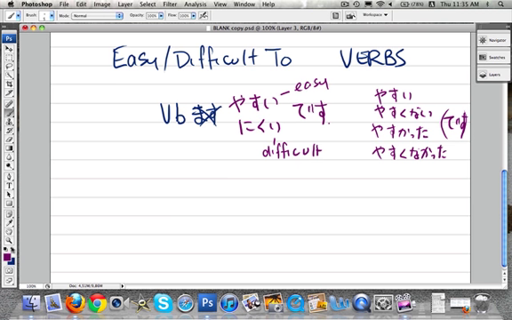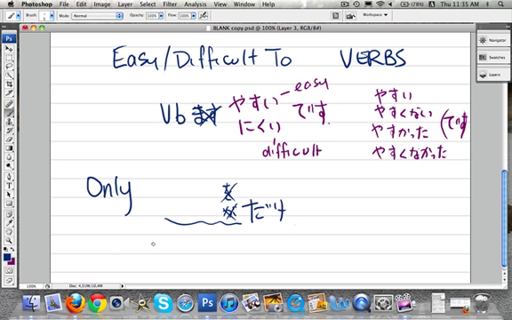Finally, we took a quick look at only. And only is usually a word that we insert, dake. And when we insert the dake into a sentence, if we have an o or a ga in there, we replace it. We get rid of the o's or the ga's. All the other particles remain.